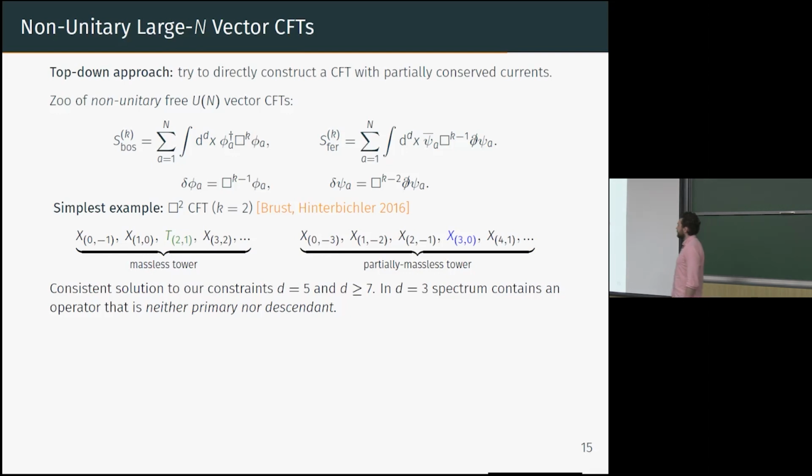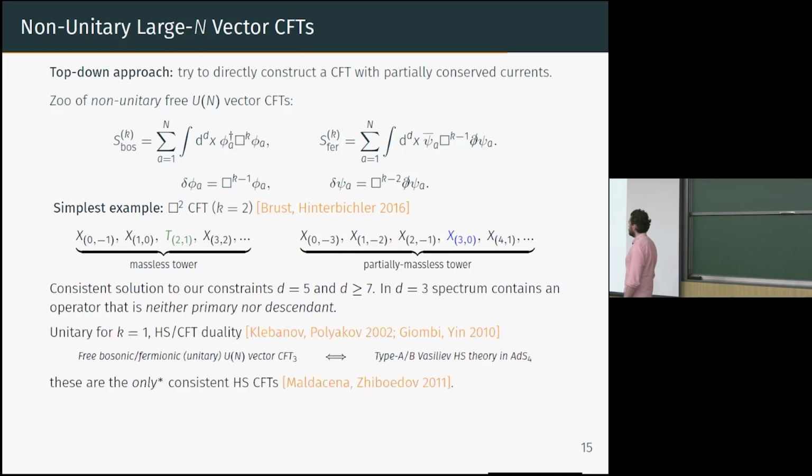These should give a consistent solution to our constraints in dimensions, for technical reasons, 5 and 7 and above. Indeed, we were able to confirm this, and it is a check that what we're doing is self-consistent. In d equals 3, this model actually doesn't exist because it contains in its spectrum an operator that's neither a primary nor a descendant. But this gives a doubly infinite family of consistent solutions to our constraints in general.